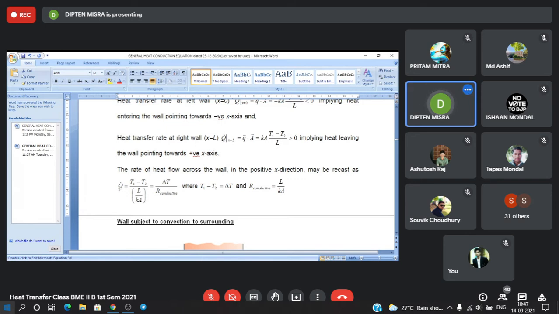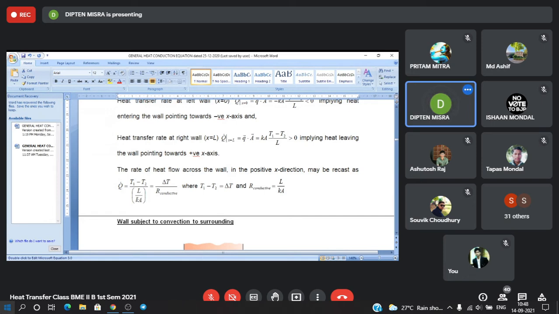So the rate of heat flow is equal to delta T, the temperature difference, which is the potential difference for which the heat flows, divided by resistance. The nature of this resistance is conductive. We call it R suffix conductive, and that is given by L by KA. So the larger the thickness, the thicker the wall, the more will be the conductive resistance of the wall. On the other hand, the larger the area, the smaller will be the resistance, and the larger the conductivity, the smaller will be the resistance.